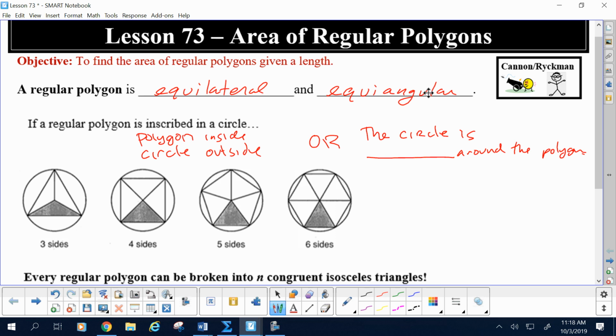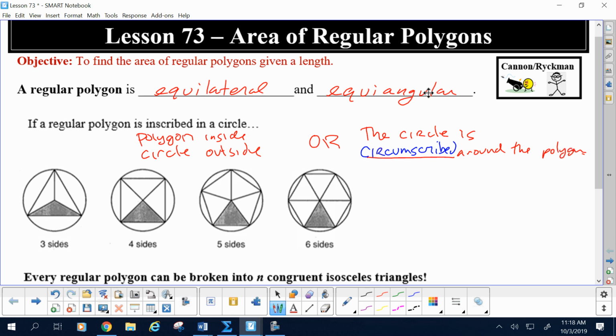Oh, this Hannah would be so disappointed in you. How would you say around? Circumscribed. You're so close. I love it. Circumscribed. Good job. I am proud of you. Okay? Either way, it's the same thing. The polygon is inside, the circle is outside. They mean the same thing. They both look like that. Follow me? Okay. Cool.